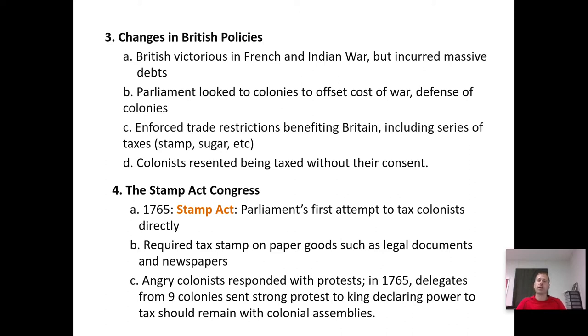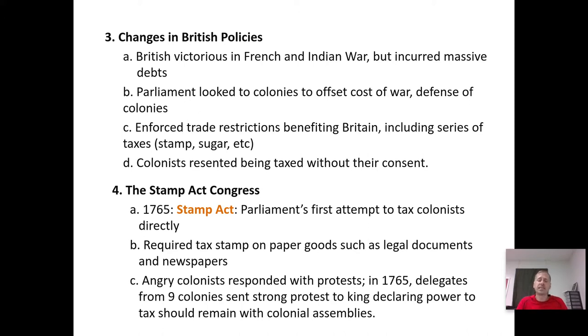And so the British started placing taxes, like a tax on sugar and a tax on paper, in order to recoup this cost. Makes sense, I think, that the British would want to do this. They said, hey, we helped you out, so now you have to help us out. We didn't like it. We resented being taxed without having a say in Parliament. This is where we're going to start hearing the phrase, no taxation without representation.